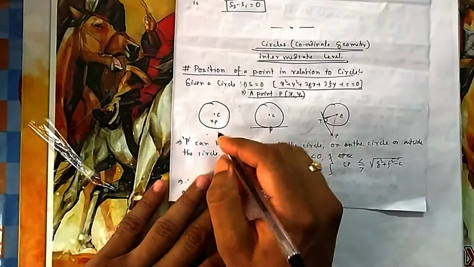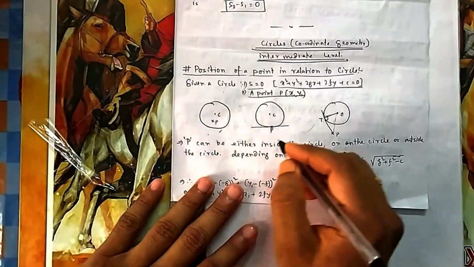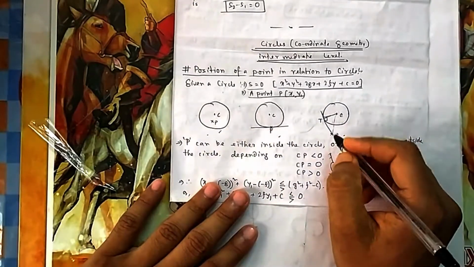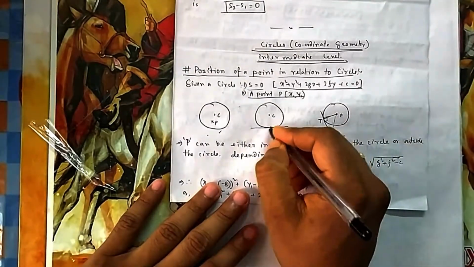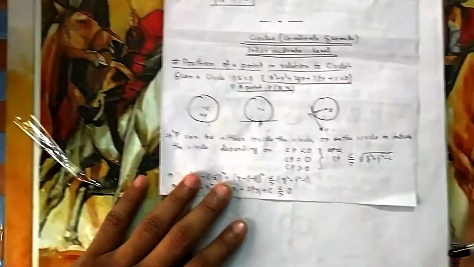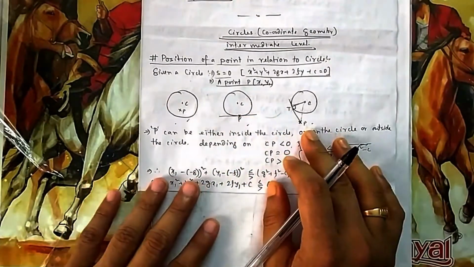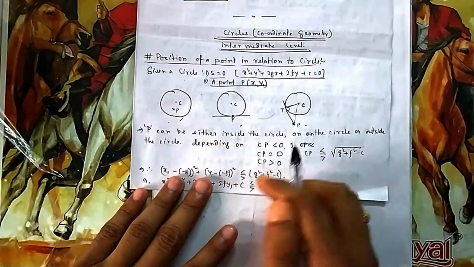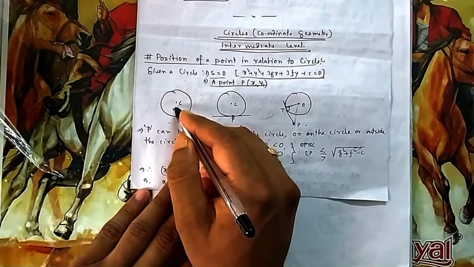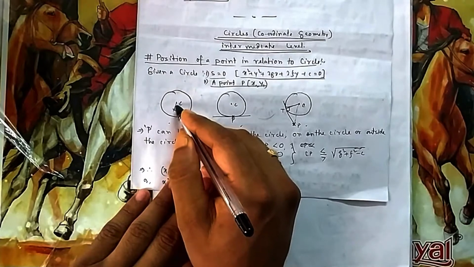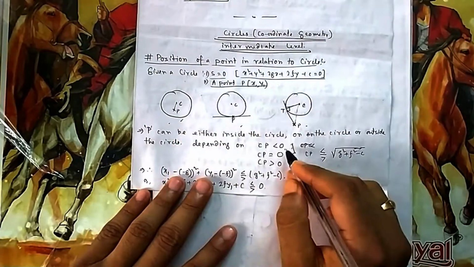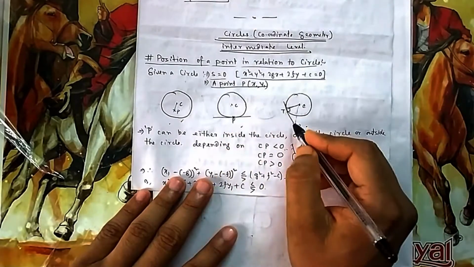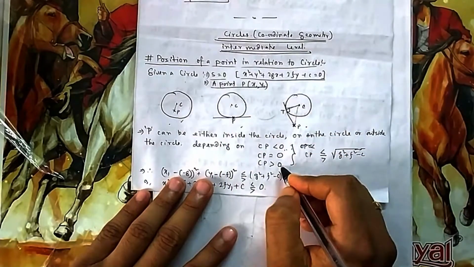So three positions are possible. P can be inside, P can be on the circle, and P can be outside. You can see these are the three positions of P. So how will we define where P is lying? The distance between them defines it. P can be inside depending on the length of CP. If the length of this CP is smaller than your radius, then it is inside. If it is equal to the radius, then it is on the circle. If it is greater than your radius, that means it is outside.